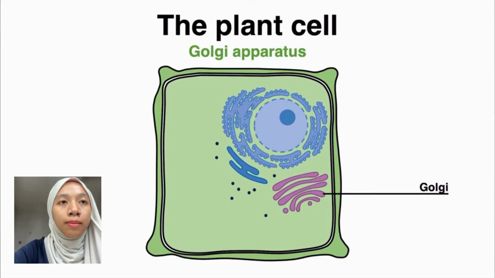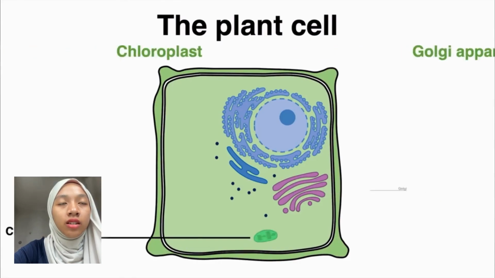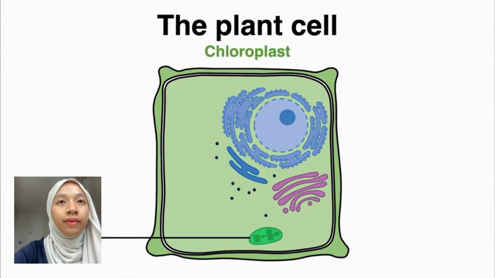The Golgi apparatus works like a packaging and delivery center. It modifies, sorts, and packages proteins and other molecules produced by the ER. Once packaged, these materials are transported to where they are needed inside or outside the cell. This ensures that the cell functions smoothly and efficiently.